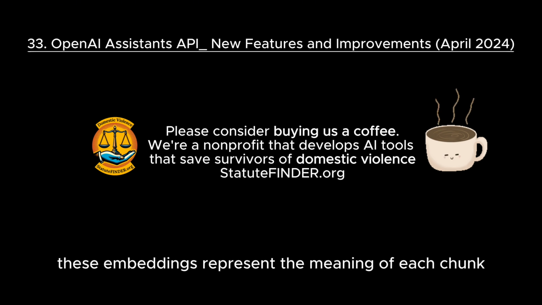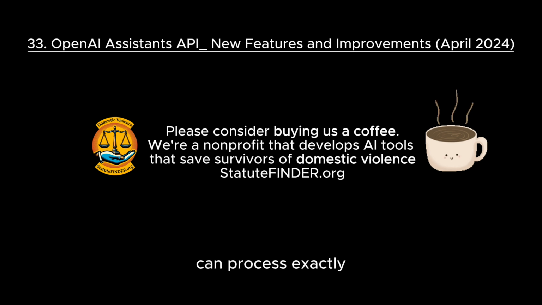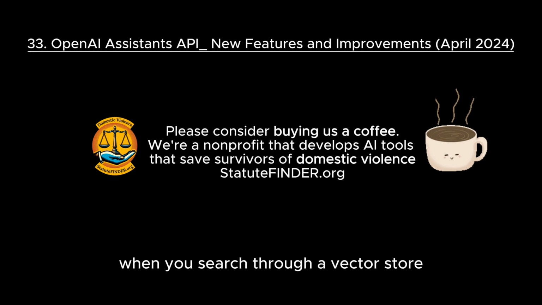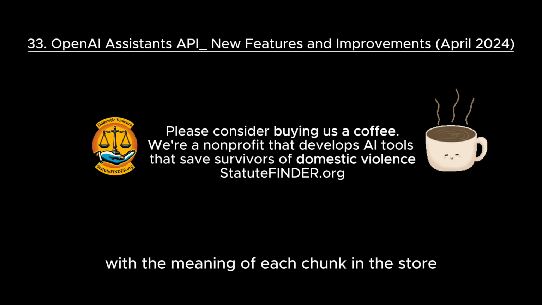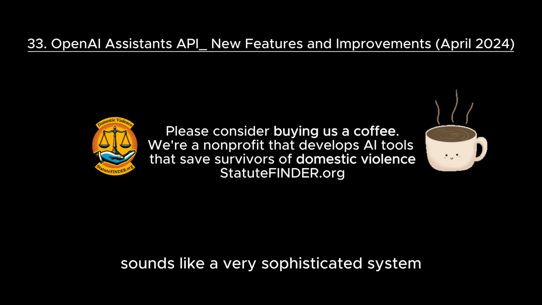These embeddings represent the meaning of each chunk mathematically. So it's like translating the text into something the AI can process. Exactly. And these embeddings are what makes semantic search possible. When you search through a vector store, the AI compares the meaning of your query with the meaning of each chunk in the store and finds the best matches. It's pretty cool. Sounds like a very sophisticated system.